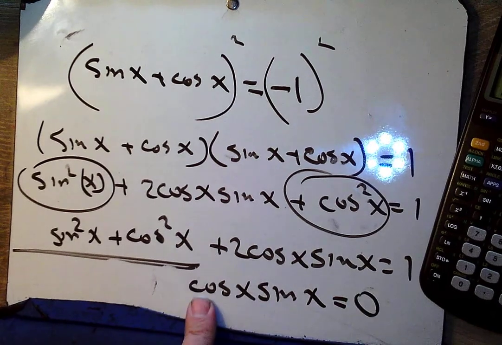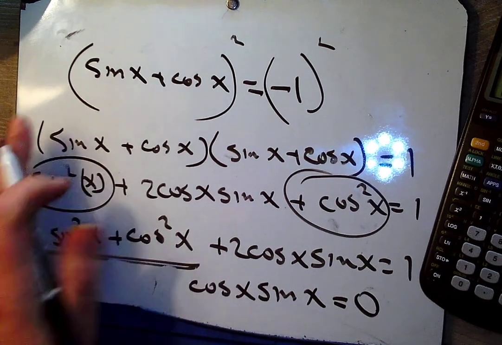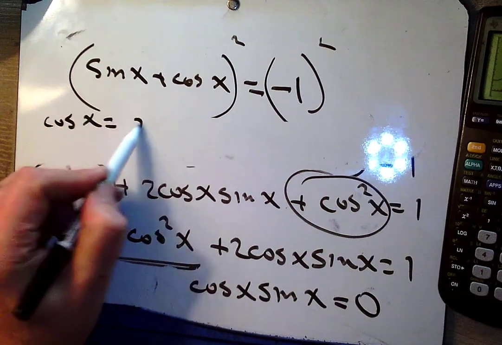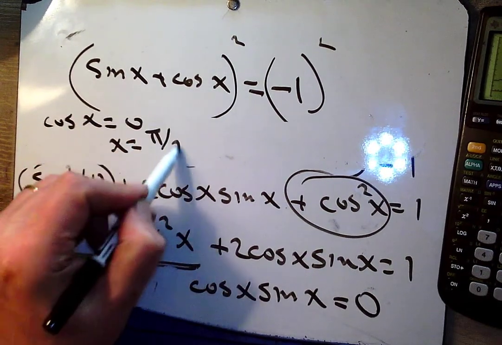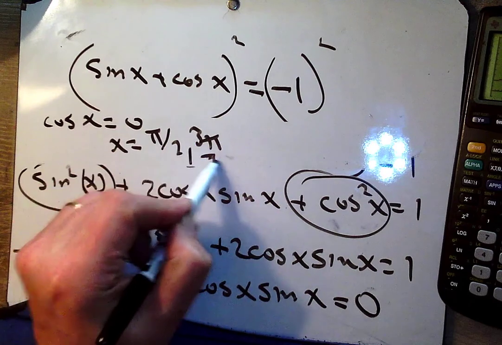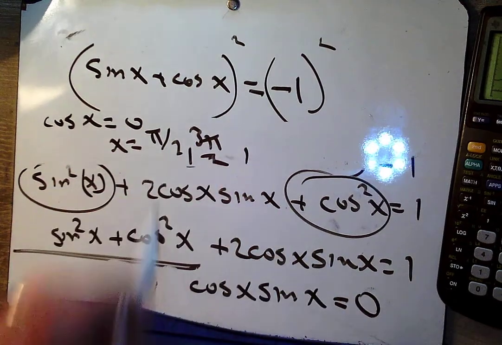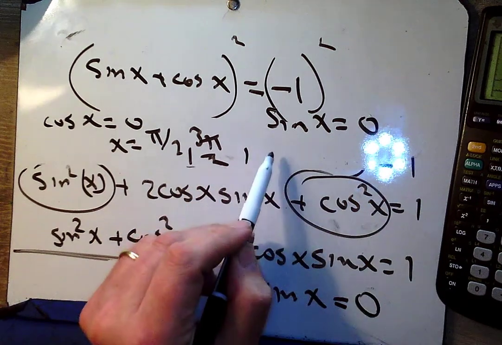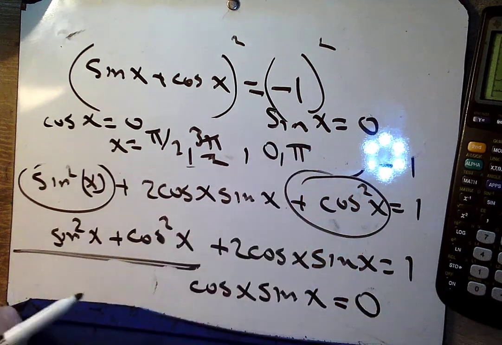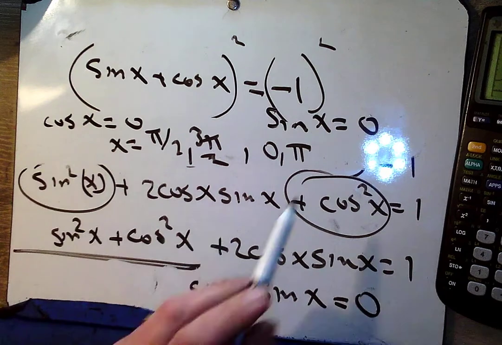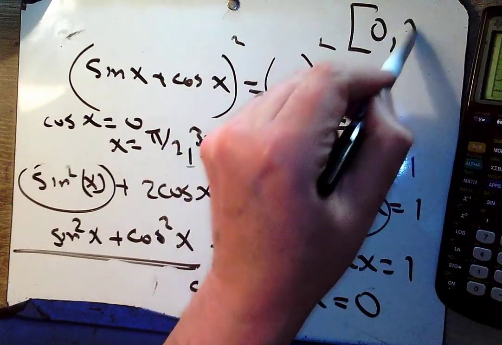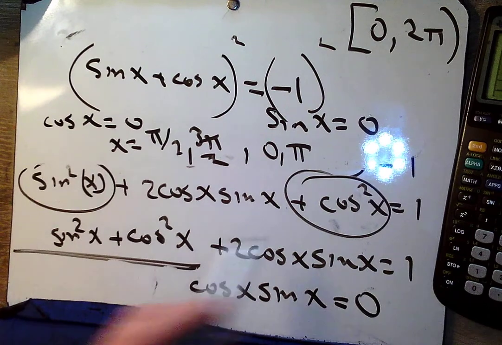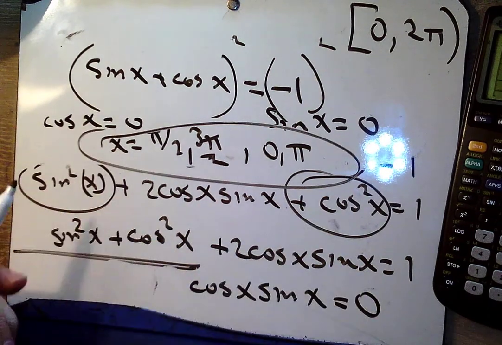When does cosine equal 0? When does sine equal 0? All right, well, let's talk about that. Cosine equals 0 at x equals pi over 2 and 3 pi over 2. And when does sine equal 0? Sine equals 0 at 0 and pi. I'm not including 2 pi because 2 pi isn't included. Okay. So this feels pretty good. We have all these quadrant angles, right?